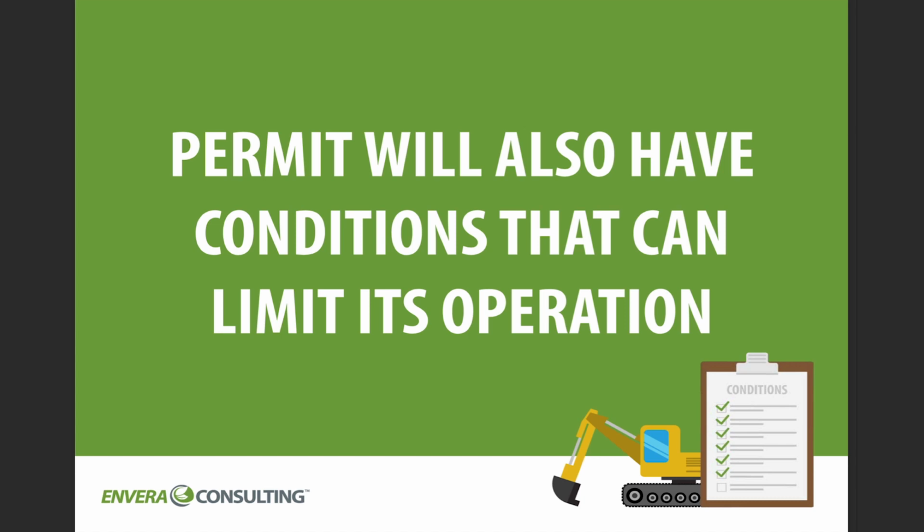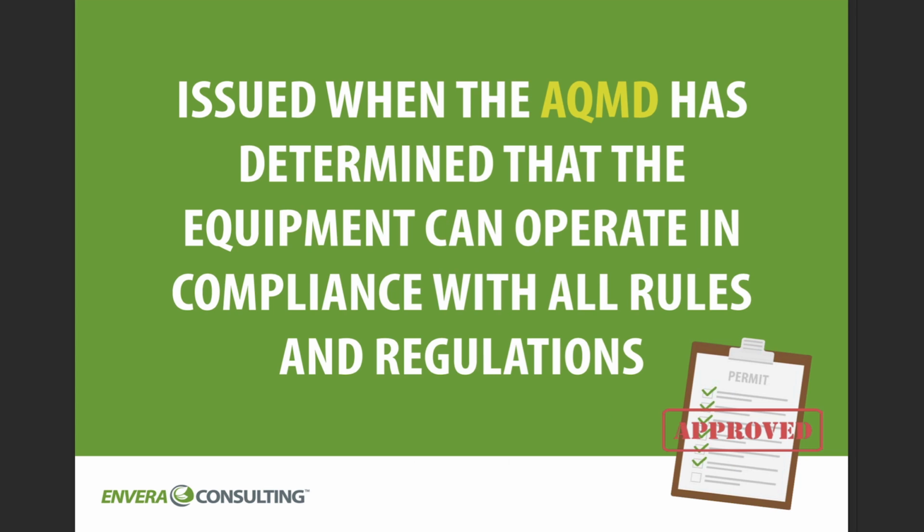In addition, a permit will also have conditions that will limit its operation. Again, a permit is issued by the AQMD when they have determined that the equipment can operate or be constructed in compliance with all of the rules and regulations. It's sort of the culmination of a review process, or the issuance of the permit is a culmination of the review process which leads up to the issuance of the permit.